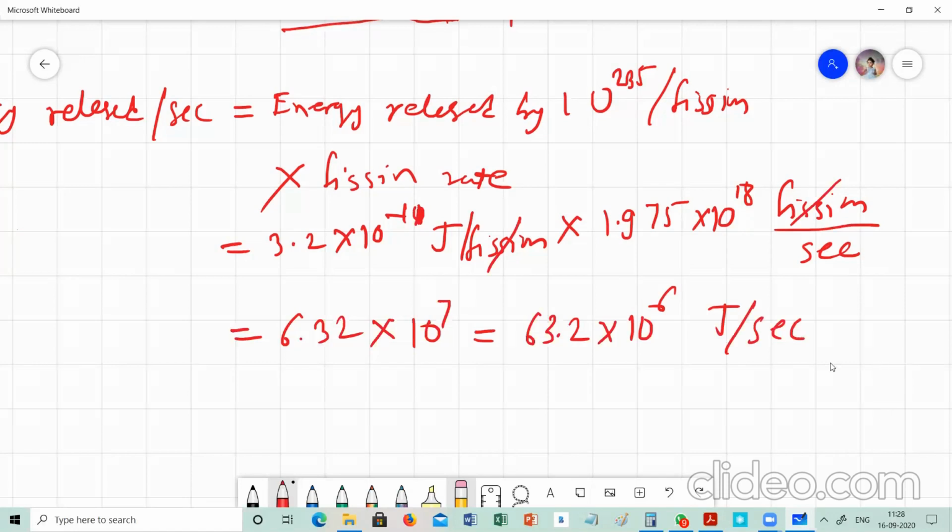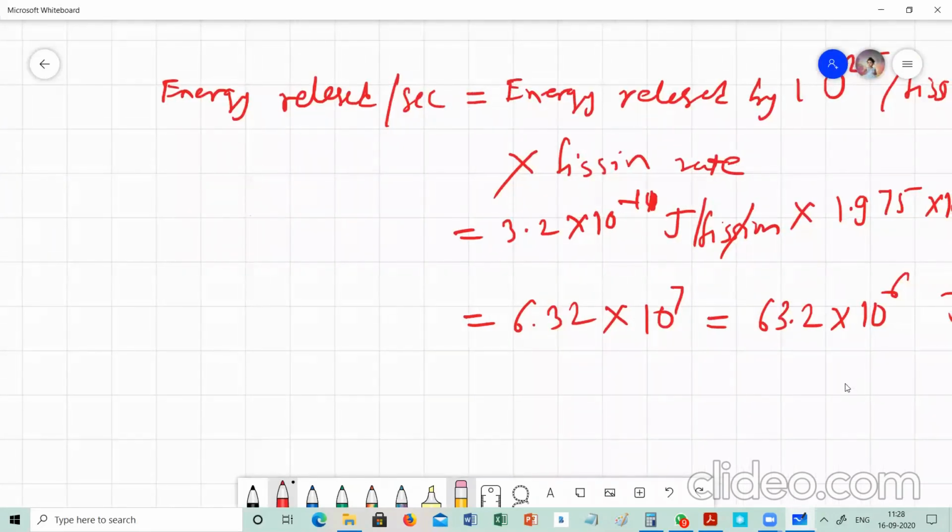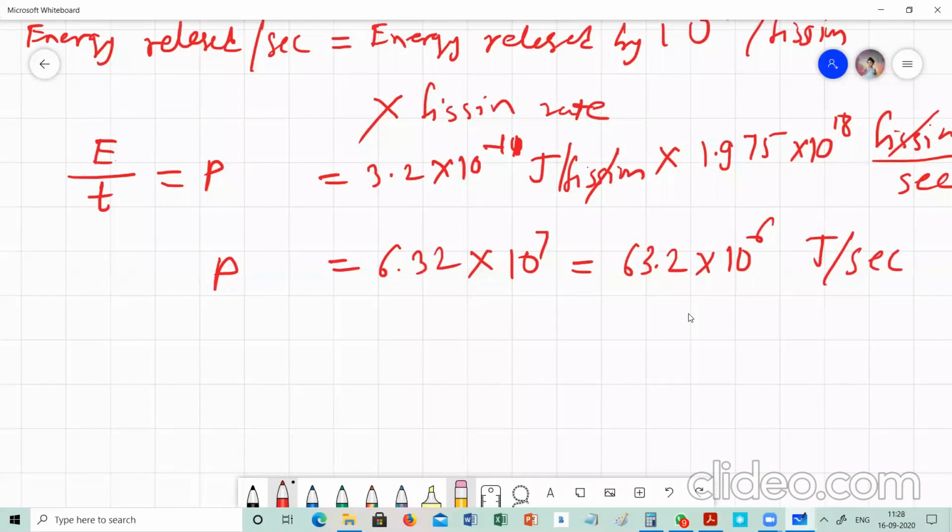Again, the energy released per second means E divided by time, and it is equal to power. Energy released in a second is nothing but power, and joule per second is nothing but watt. So it is equal to 63.2 into 10 raised to 6 watts, and 10 raised to 6 means mega. So 63.2 megawatt. We will end the lecture here.